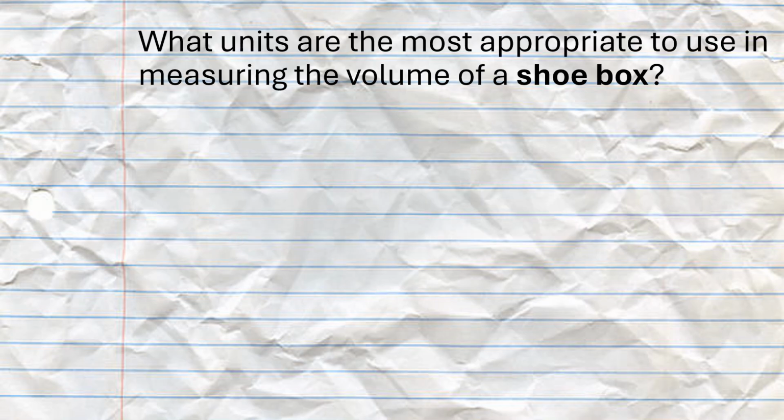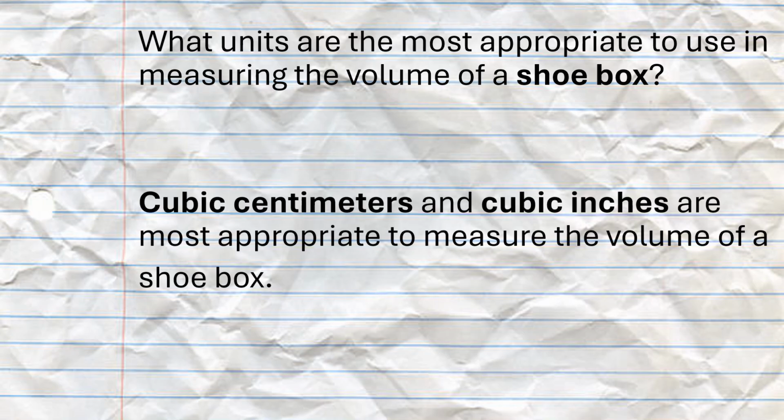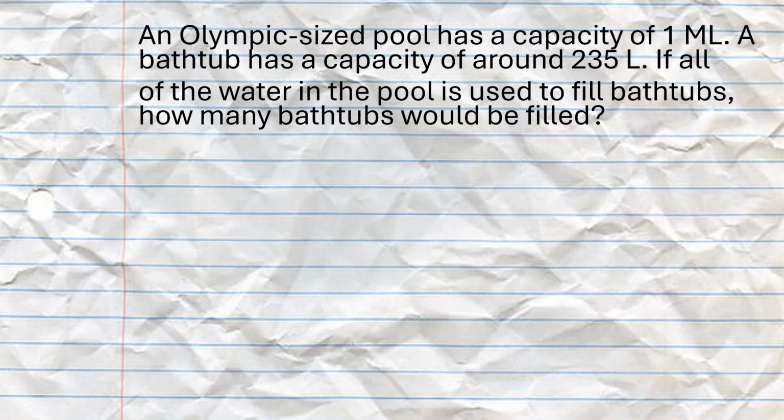What units are the most appropriate to use in measuring the volume of a shoebox? The answer is cubic centimeters and cubic inches. These are the most appropriate to measure the volume of a shoebox. The cubic millimeter is too small, while the cubic meter is too large to be used. Therefore, we use cubic centimeters and cubic inches in measuring the volume of a shoebox.